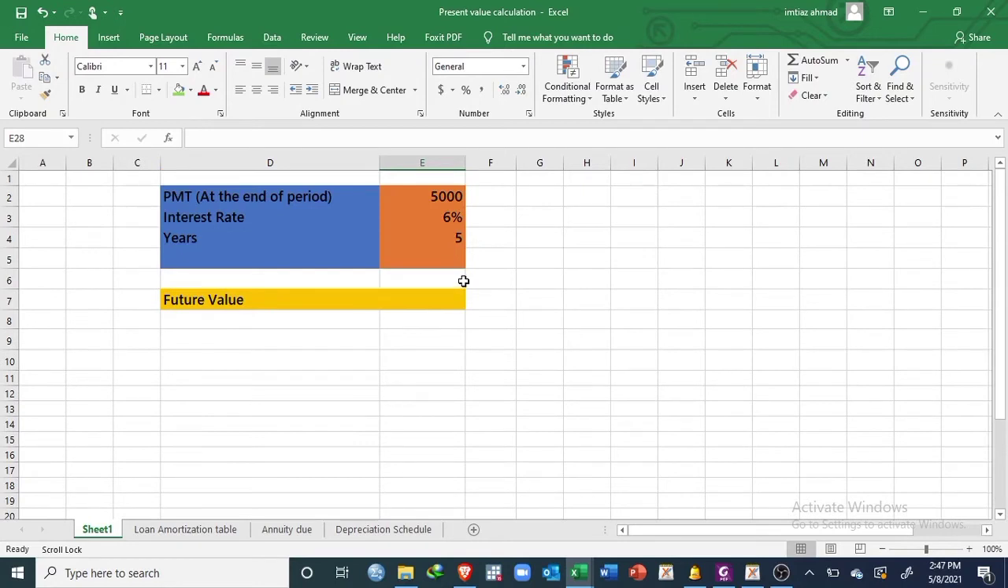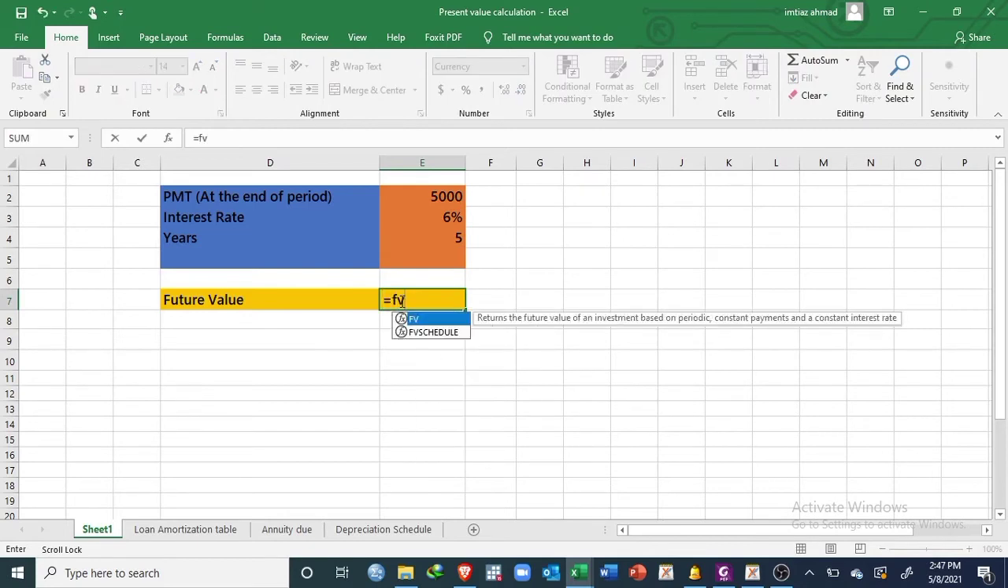Now let's learn how to calculate the future value of ordinary annuity. Suppose you are investing rupees 5000 at the end of each year for 5 years, and you want to calculate the future value of this periodically payment if rate of interest is 6%. We will start in the same way. Press equal button, write FV, that refers to future value.